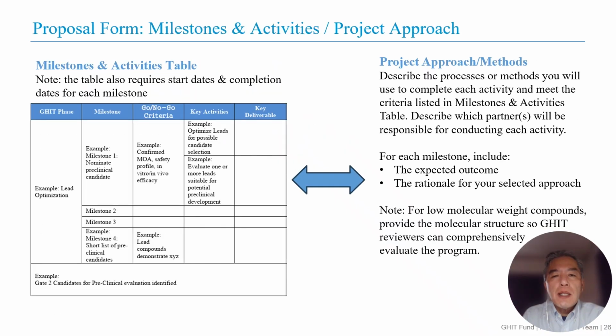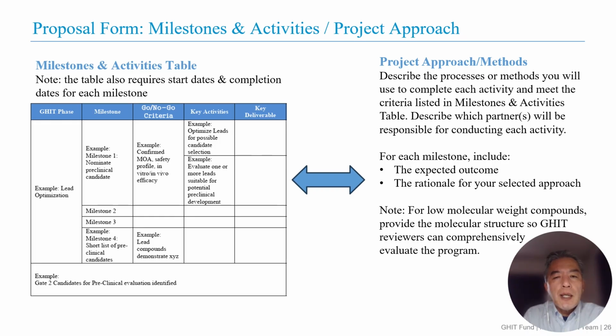We will highlight some sections of the proposals that are often less described than they should be. First is the milestones and activity table and the project approach section. Those two sections will be the core part of your proposal, where you describe the project activities to be conducted and milestones to be achieved within the 2-year period when GHIT will be funding.